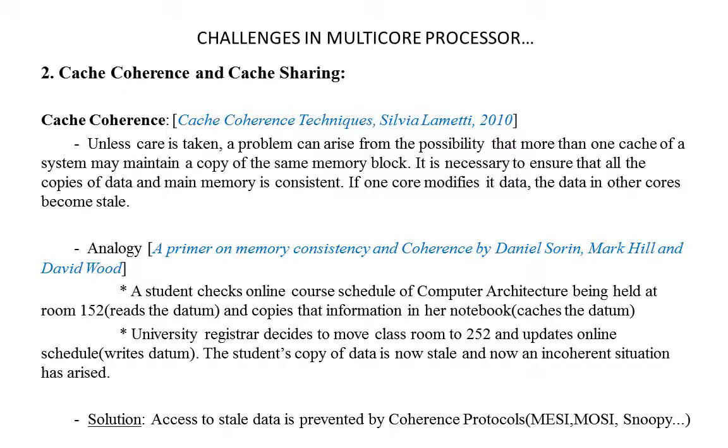The cache coherence problem can be explained with the help of an analogy. Consider a student who checks an online course schedule of a computer architecture course being held in room 152 and copies that information in her notebook. Now, the university registrar decides to move the class to room 252 and updates the online schedule. But the copy in the student's notebook is now stale and an incoherent situation has arisen. How do we prevent this type of incoherence? This can be solved by implementing cache coherence protocols.